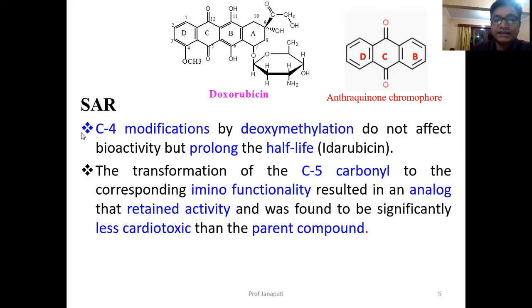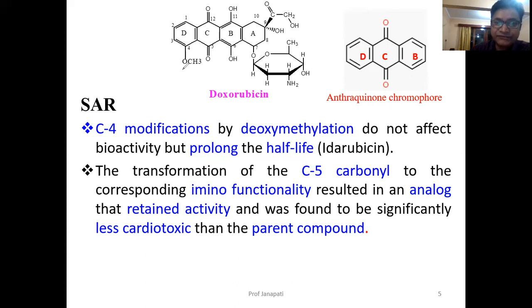Now, let us read the SAR of these compounds. So now this is the anthraquinone portion, the BCD ring, the anthraquinone chromophore, which is responsible for slipping into the DNA molecule and acts as an intercalating agent.